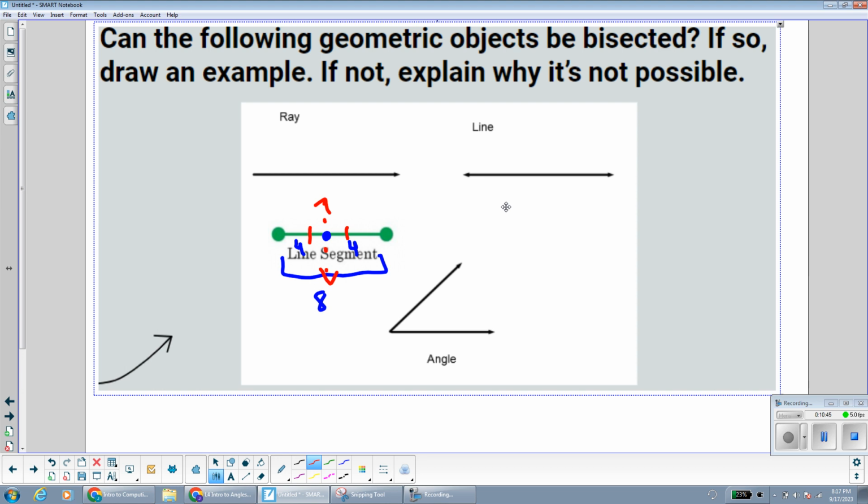So we can definitely bisect a line segment. Can we bisect a line? The answer is no. The reason is because a line goes infinitely in both directions. That's what the arrows indicate. Since it goes infinitely in both directions, we can't measure a line. It has infinite length. So we actually can't find the midpoint. So we can't bisect the line because we can't find the spot to go exactly in the middle because it has infinite length.